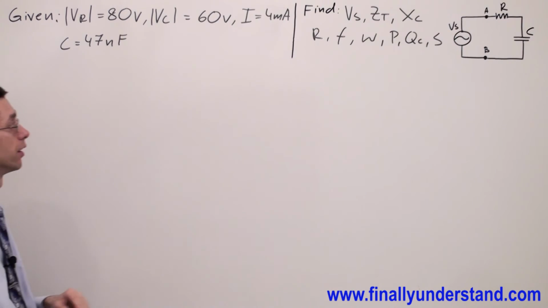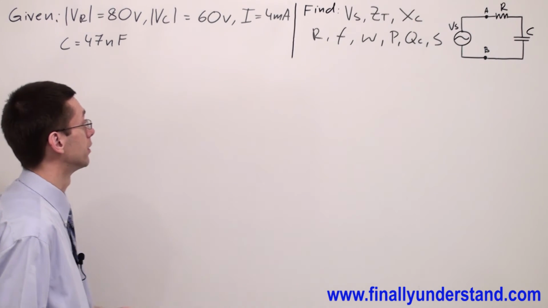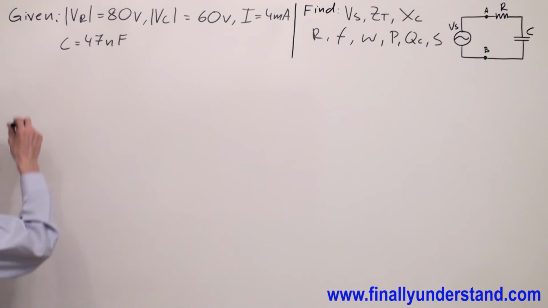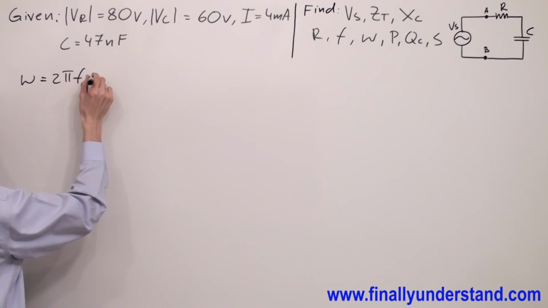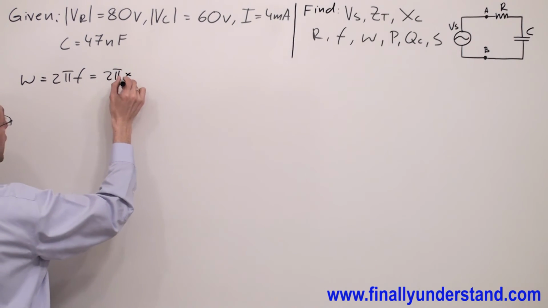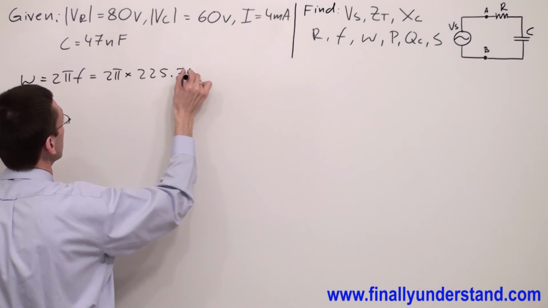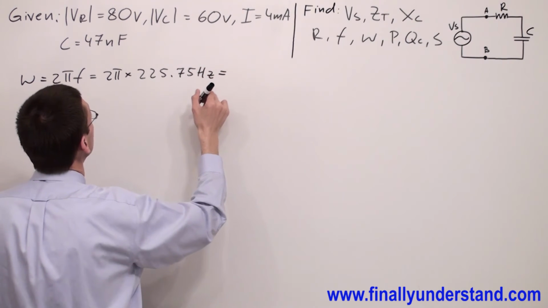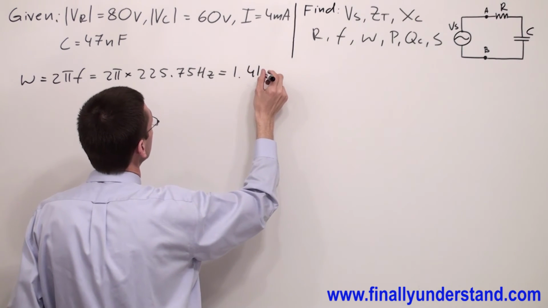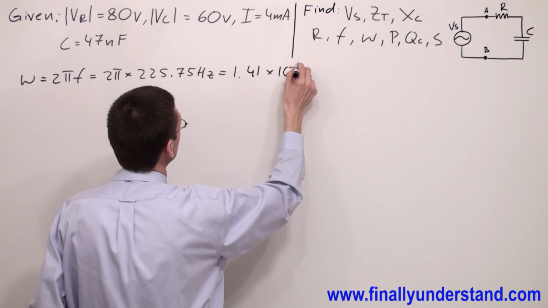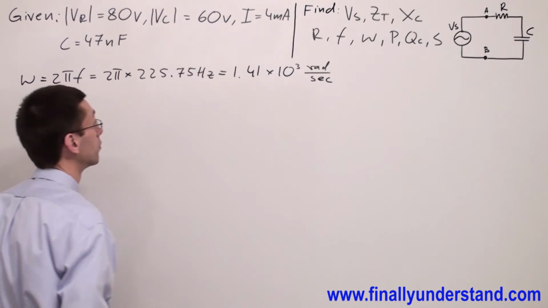Next, we're supposed to find omega, angular velocity, also called the radian frequency. Omega is equal to 2 pi F. This is the formula for it. So I have 2 pi times frequency, 225.75 Hertz. This is equal to 1.41 times 10 to the third radians per second. This is my angular velocity.